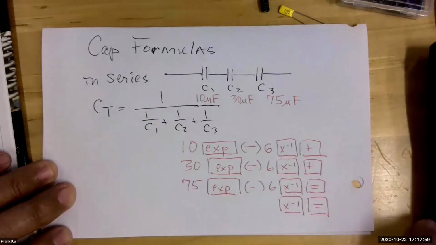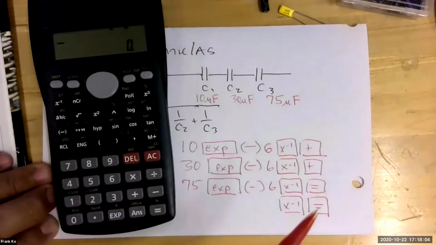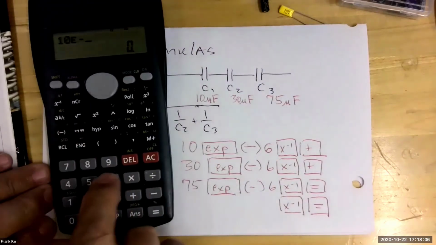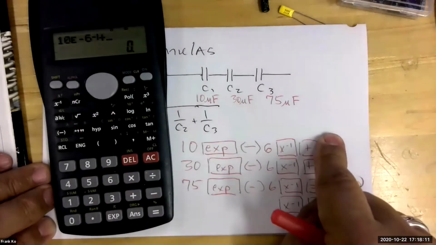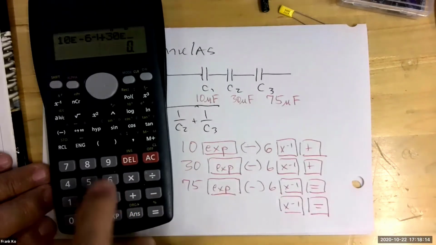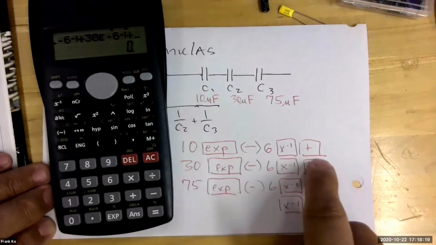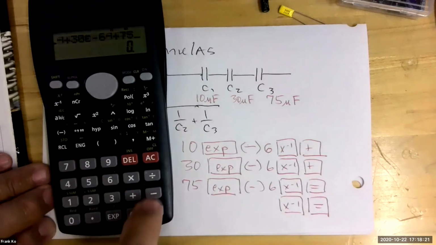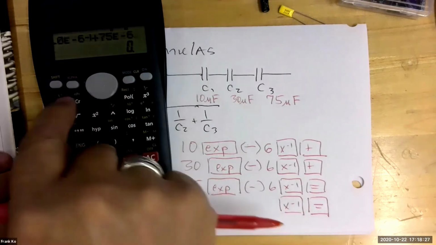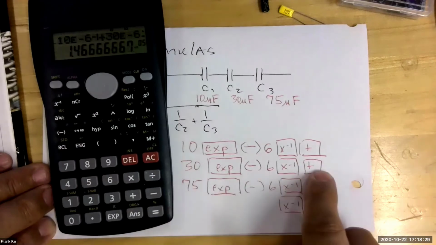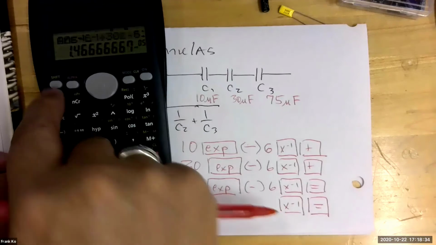Let's go ahead and do this on my calculator, your calculator, our calculator. I'll do 10 exponent change sign 6, and hit my reciprocal key there, and hit plus. That's my first line. Then I have a 30 exponent negative 6, hit reciprocal, hit plus. That's my second line. Now I'm going to do 75 exponent negative 6, reciprocal, then equals. That's my third line. Then I have to hit reciprocal and equals one more time.